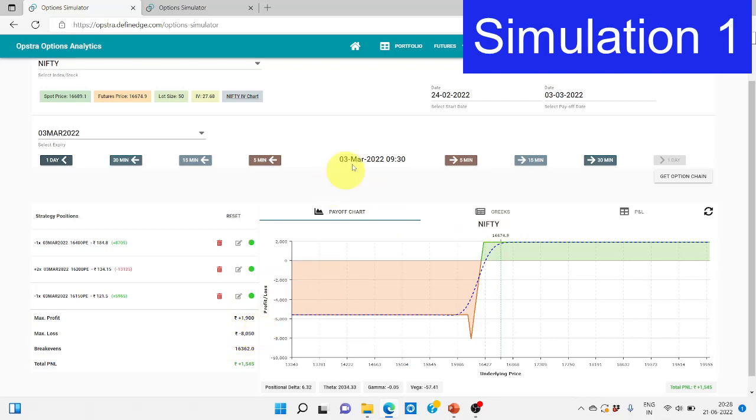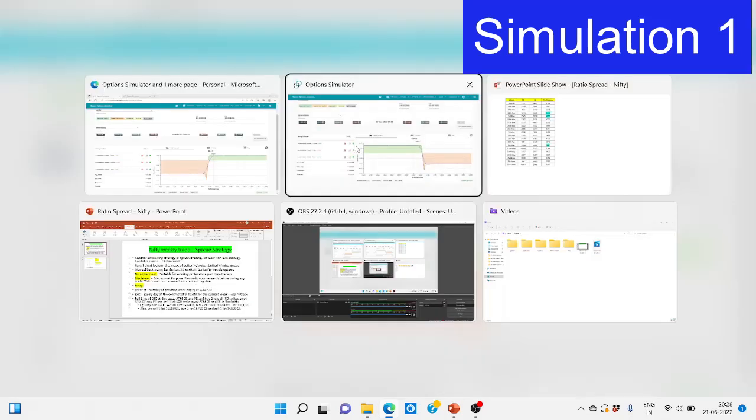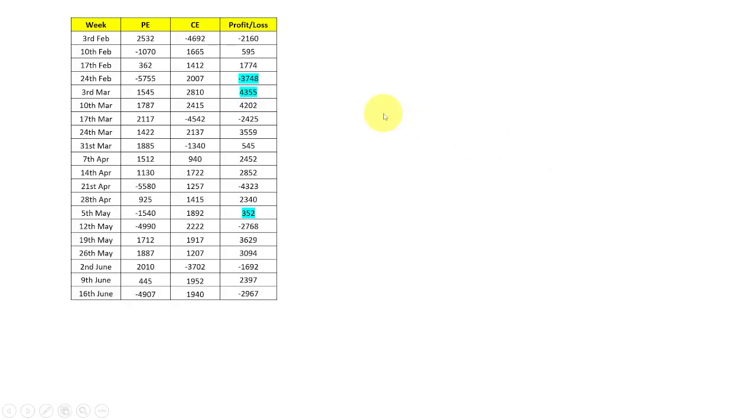So whenever there is a wild move and the market is trending in one direction, yes, definitely we are going to be in loss. But if the market is going to be range bound, at least 300 points in a week, then we will be in profit.